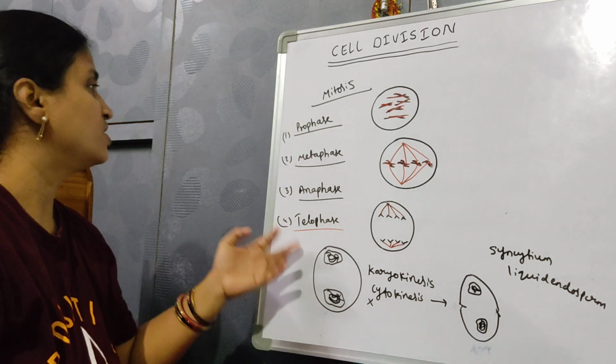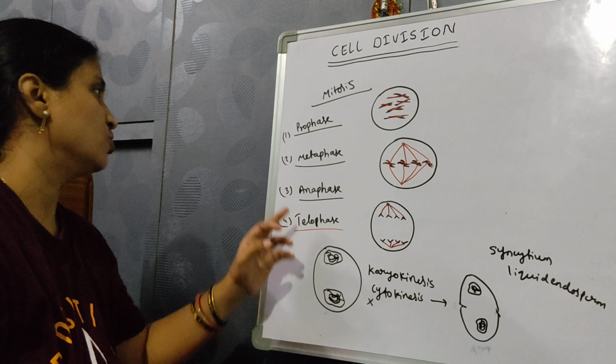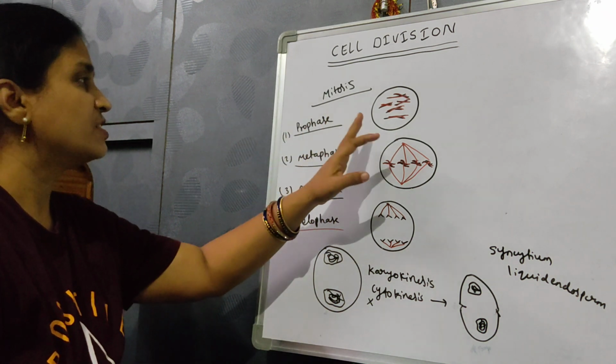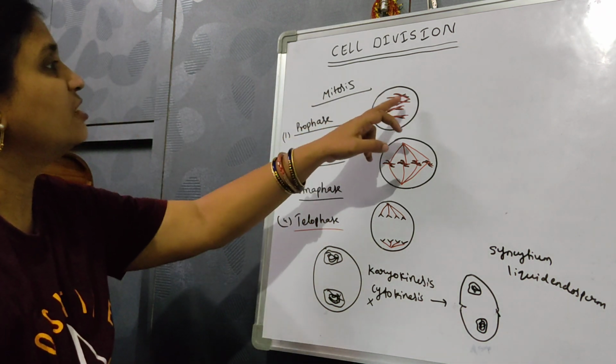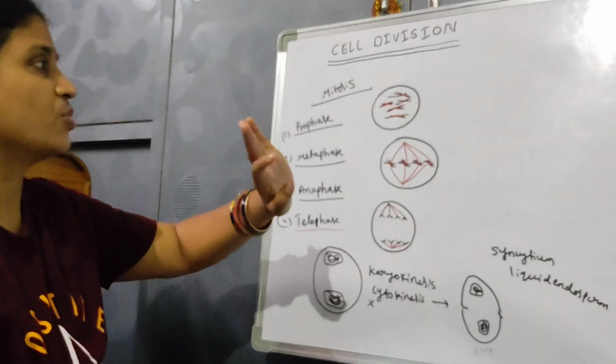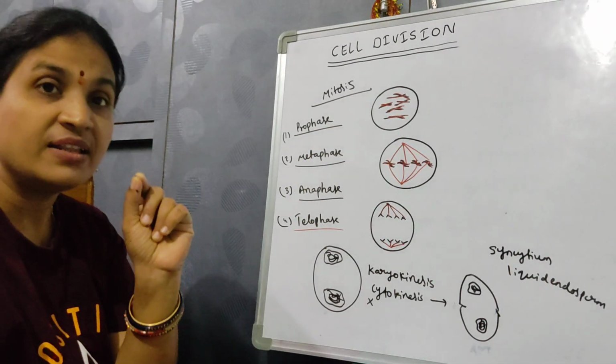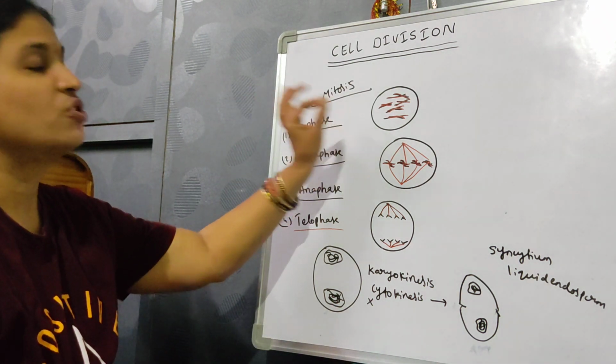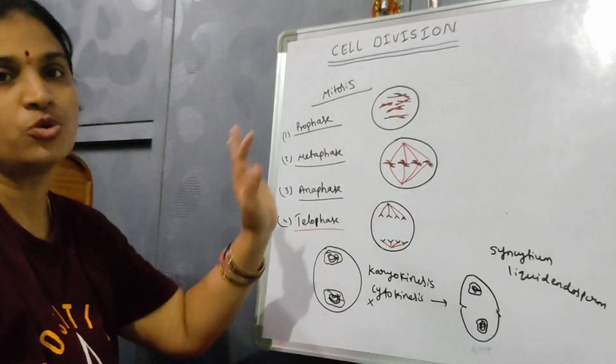It is divided into 4 stages: prophase, metaphase, anaphase, and telophase. Prophase, the first phase. What is happening here? The nuclear envelope, nucleolus, Golgi complex, and ER are going to disappear. And the main thing, what is happening? The compaction of the chromatin reticulum takes place to form chromosomes.